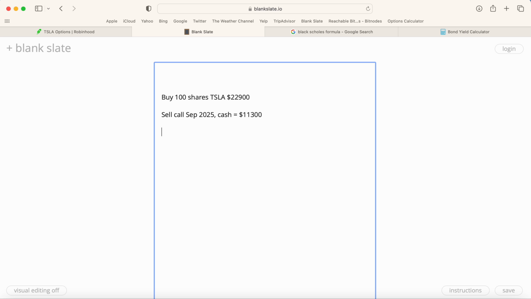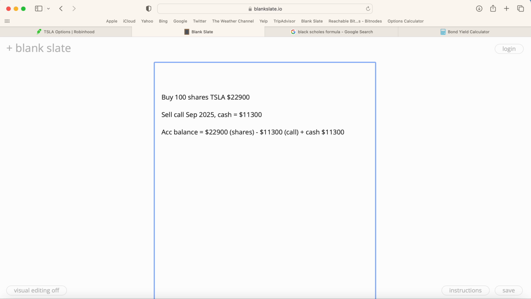So after that transaction, your account is going to look something like this. You're still going to have the value of those 100 shares of Tesla. So those are shares. You're going to have a negative value for the call option you just sold. So that will be $11,300. Let's call that the call option. And then you're going to have cash, which is going to be $11,300.